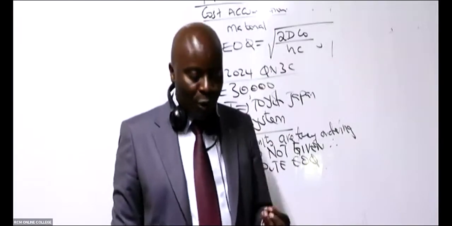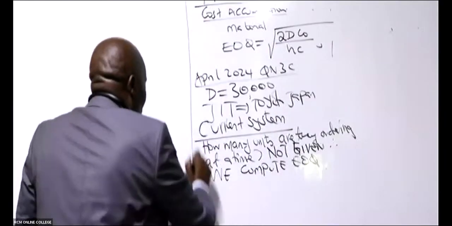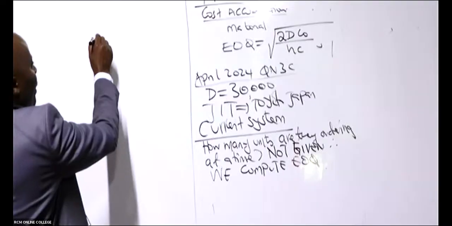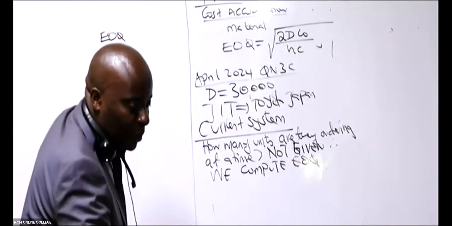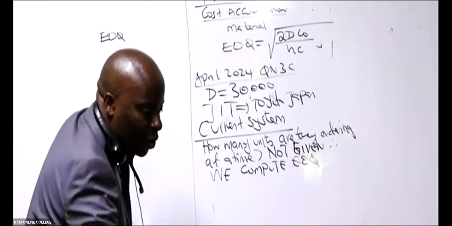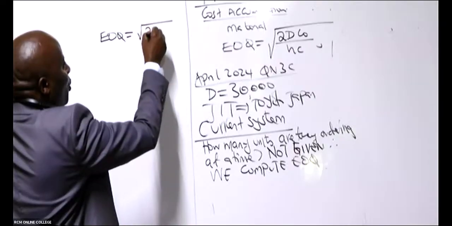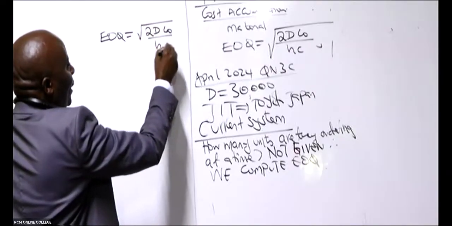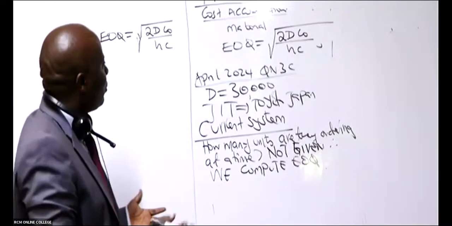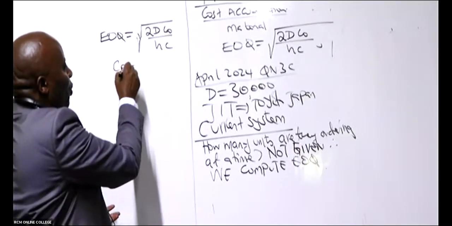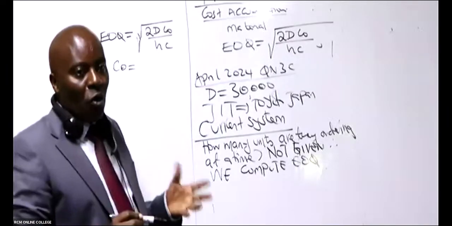So then let's compute this EOQ, all of us. The good thing with yourselves is that you guys are young enough. The formulas here will not be able to disturb you. So you know that EOQ will be equal to the square root of 2DCO over HC, isn't it? I don't have a problem with CO. CO is cost per order. If this is your very first class, CO stands for cost per order.